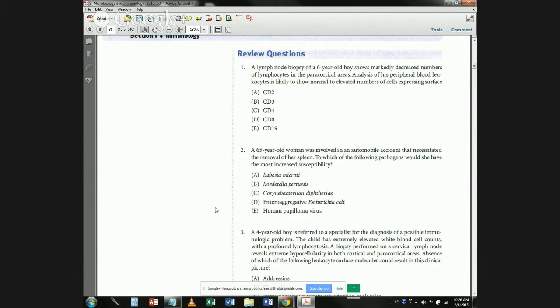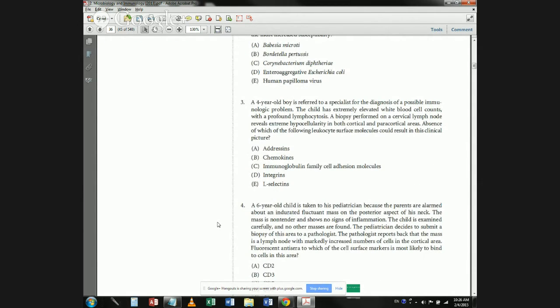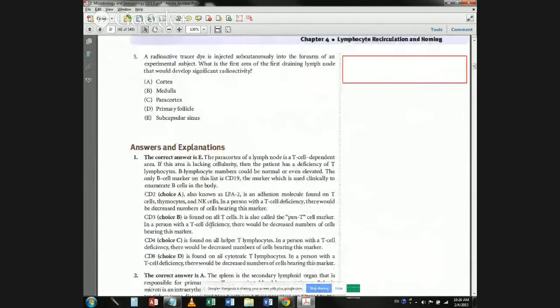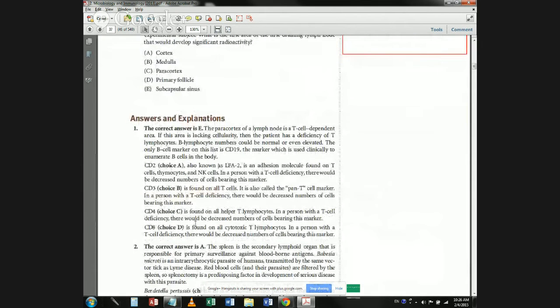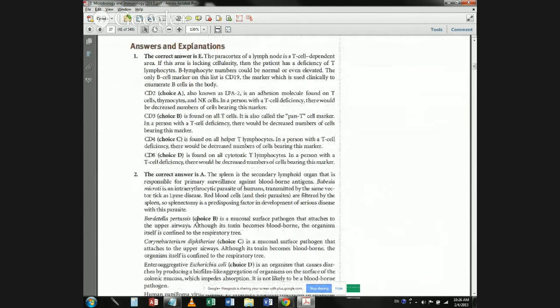Then you have Corynebacterium diphtheriae. Diphtheria is a respiratory one, so it wouldn't really enter the blood. Then you have Bordetella pertussis, another bug that is found in the respiratory tract. It's not really blood. I'm thinking it's probably Babesia, because that does enter blood. It's almost similar to malaria, I think. So it's probably A. Is that correct? Yes, it is correct. Woohoo!